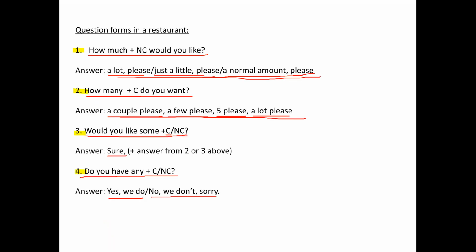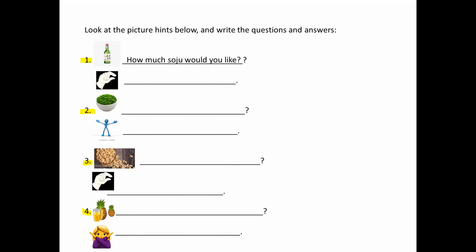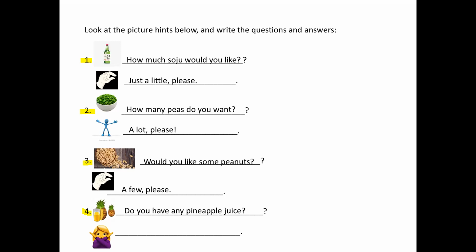All right, let's go ahead, look at the answers. Number 1. Now remember, you got to go back here and match the style. So number 1 is, how much soju would you like? And the picture says, just a little, please. Number 2, how many peas do you want? A lot, please. Number 3, would you like some peanuts? A few, please. And number 4, do you have any pineapple juice? No, we don't, sorry.